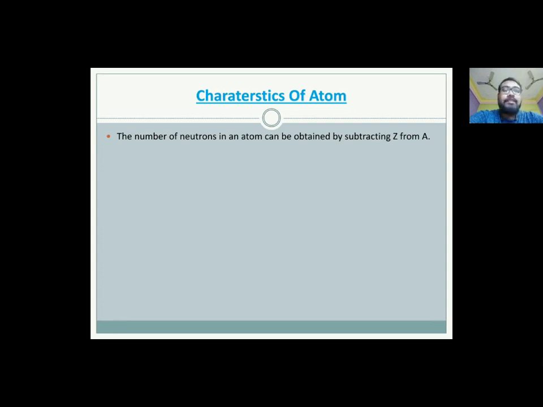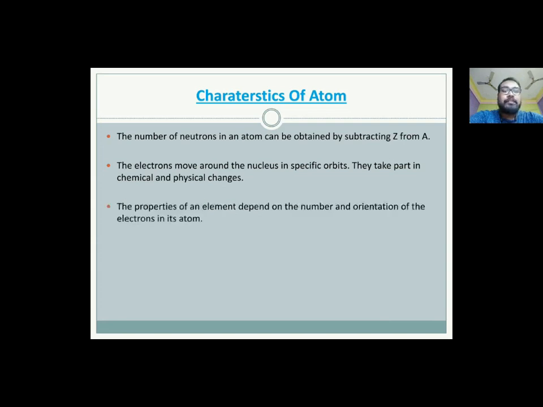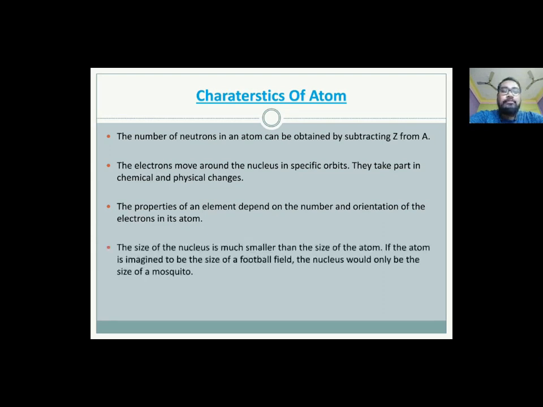A minus Z. Next, the electrons move around the nucleus in specific orbits. They take part in chemical and physical changes. The properties of an element depend on the number and orientation of the electrons in its atom. The size of the nucleus is much smaller than the size of the atom.